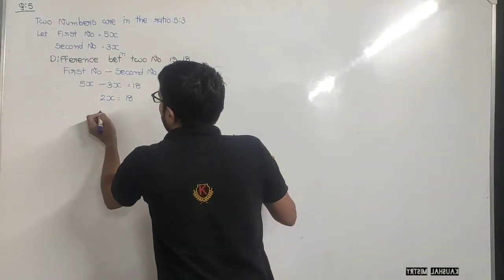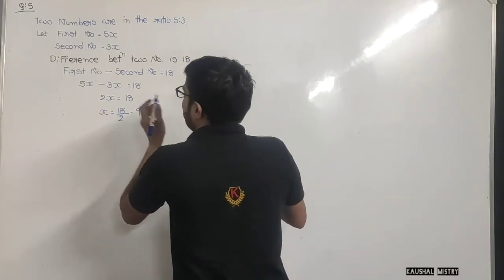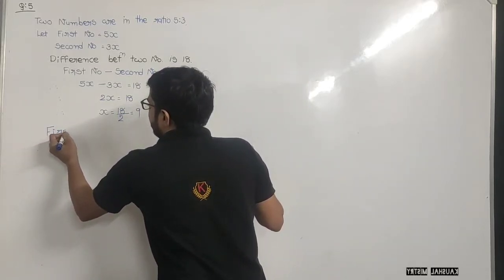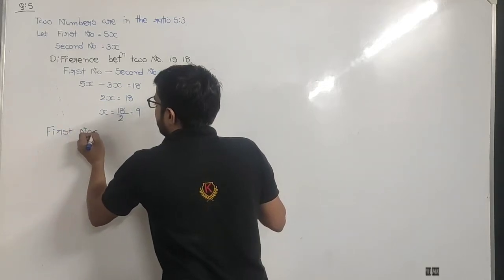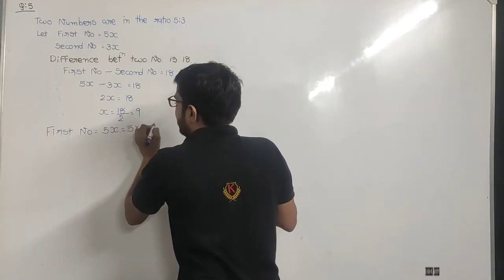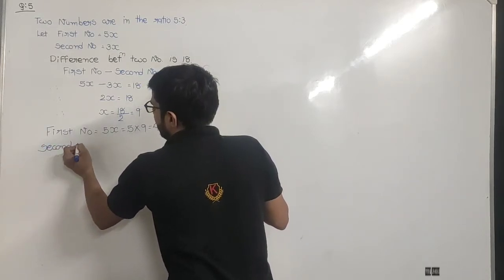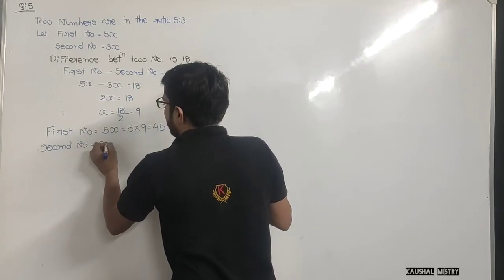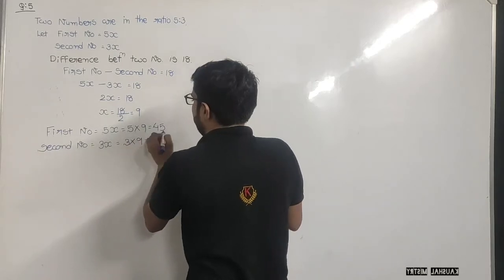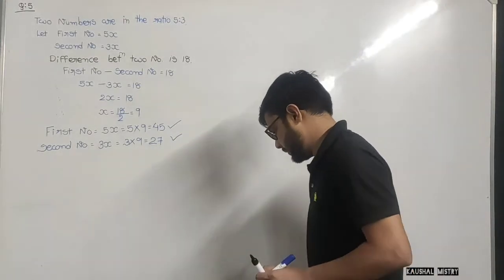So therefore x is equal to 18 by 2, that is equal to 9. So the first number will be equal to 5x, that means 5 multiplied by 9, that is equal to 45, and the second number will be equal to 3x, 3 multiplied by 9, that is equal to 27. So that means these two numbers are 45 and 27, right?